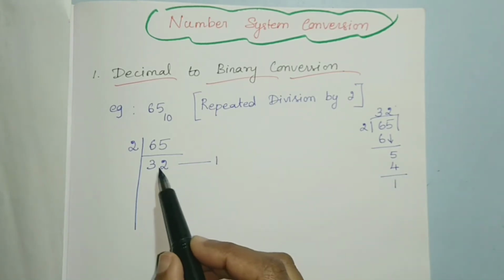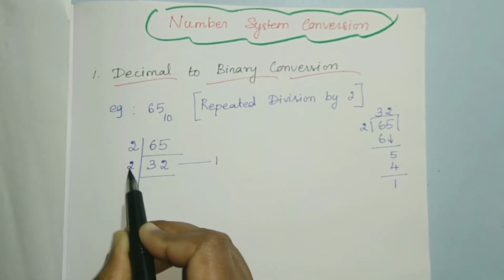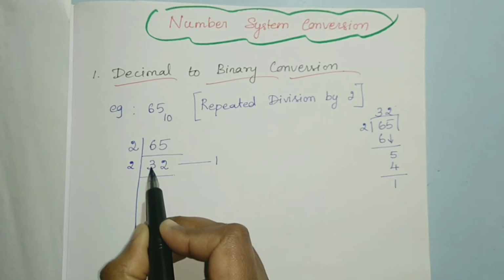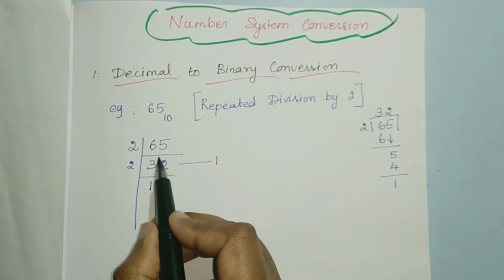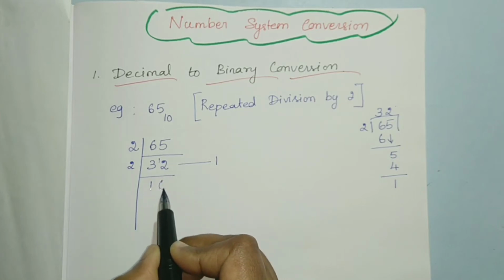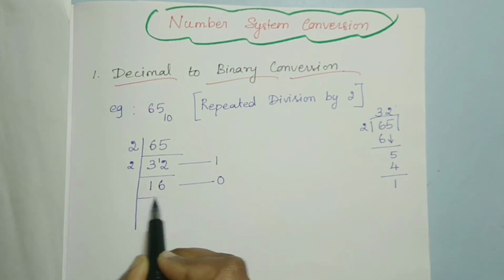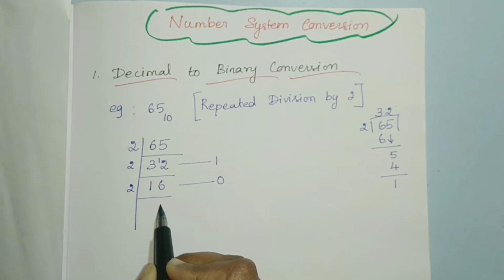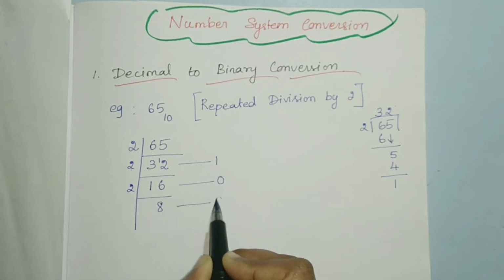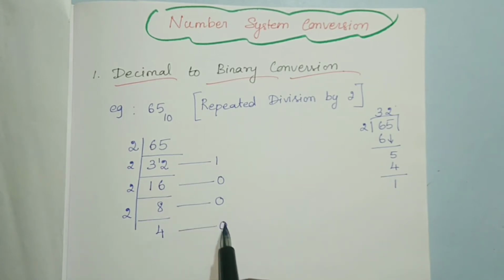So keep doing this method. Then again you have to divide 32 by 2. 2 1s are 2, remainder is 1. And you will read this number as 12, which means 2 6s are 12 and the remainder is 0. Keep doing the same method. Divide by 2. 2 8s are 16, remainder is 0. Once again, 2 4s are 8 and the remainder is 0.